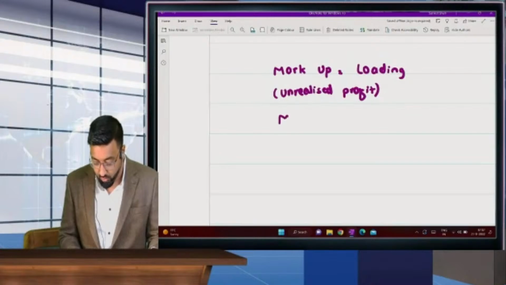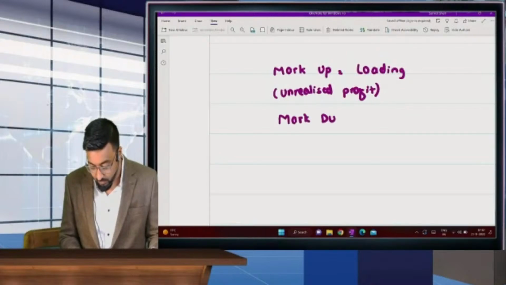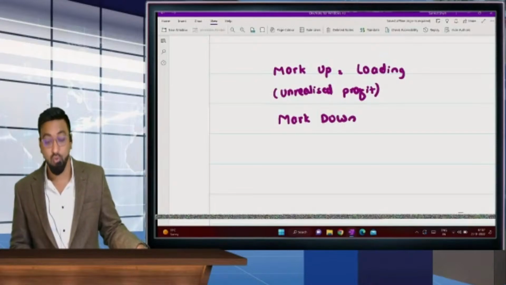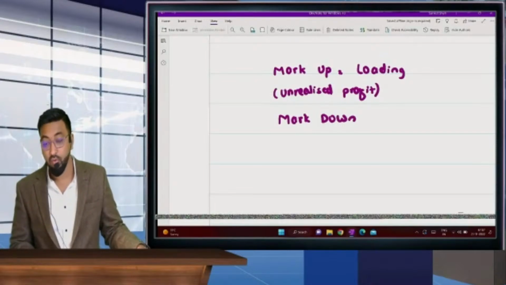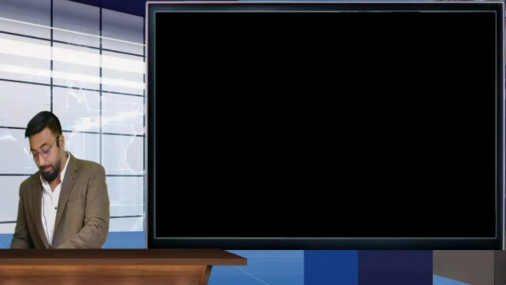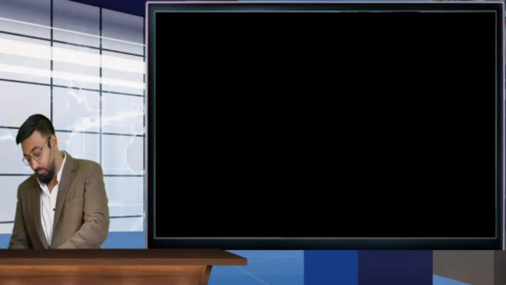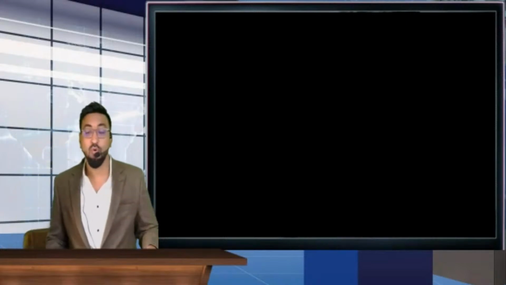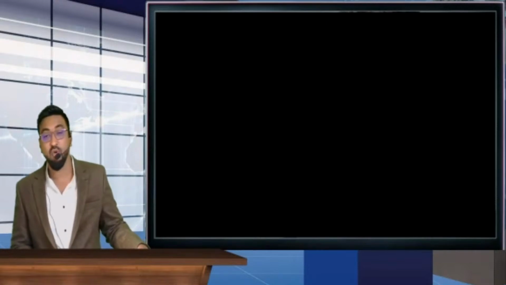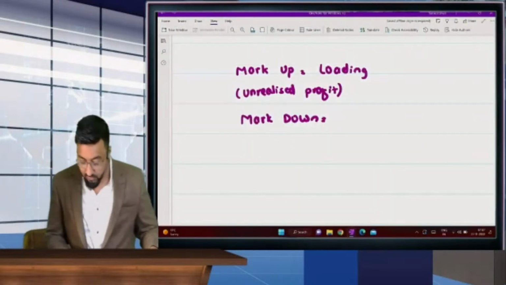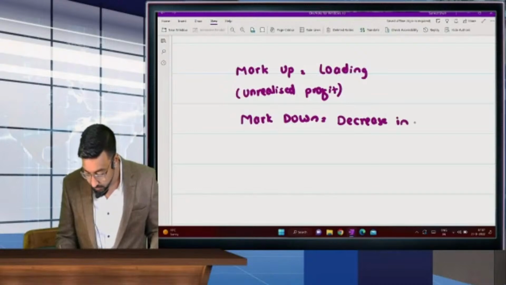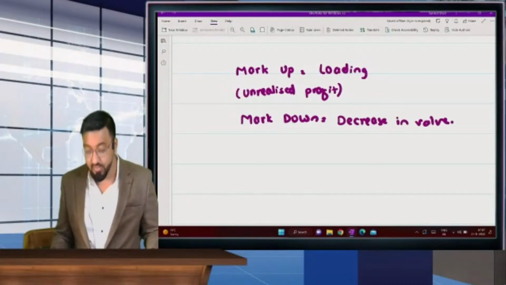And what is markdown? Markdown means that you haven't sold those goods, at the expected price, but there is some decrease in the value of goods. It is called a markdown. So markdown is nothing but a decrease in the value.